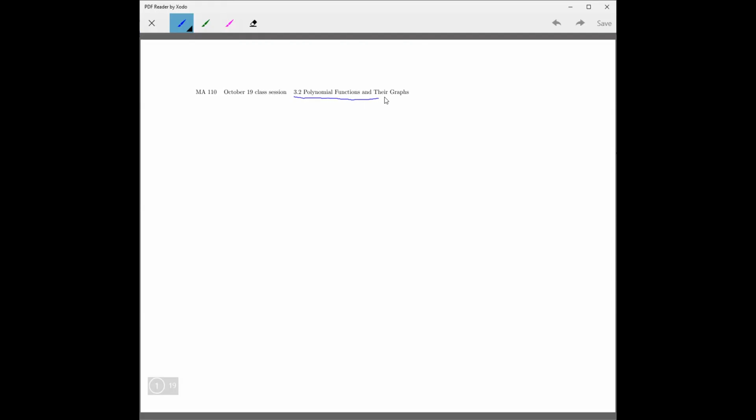Polynomial functions and their graphs. Okay, so to give you an idea about what this is about, it's good if we look at some examples. So first of all, we have y equals x, which is a line, okay? And this is what we would call a first degree polynomial. Okay, so it's a line.